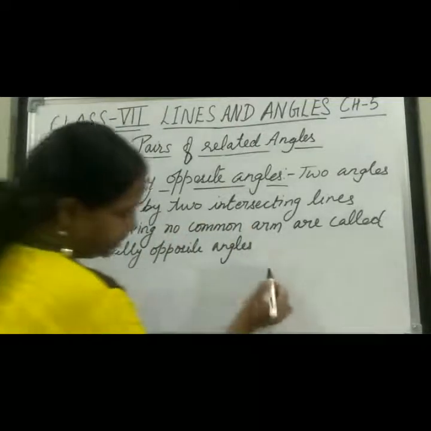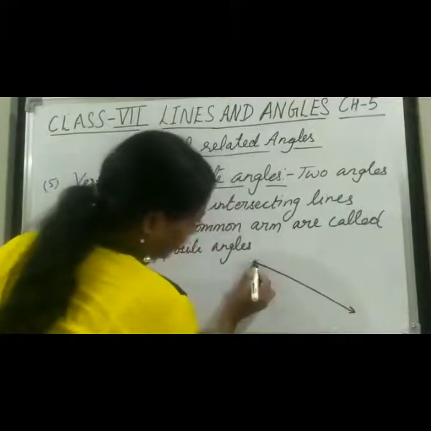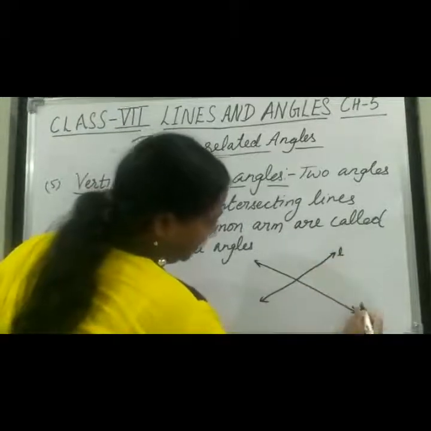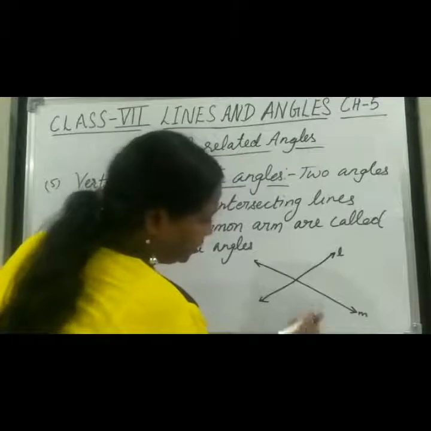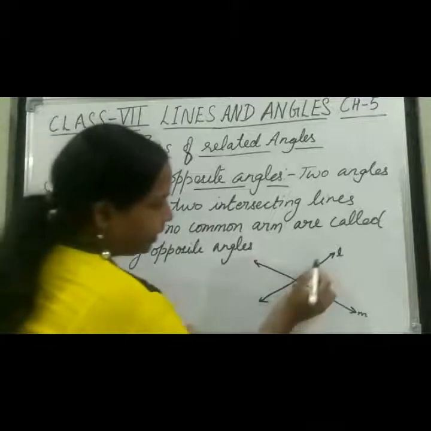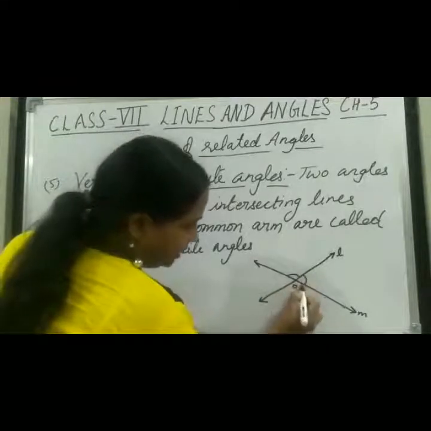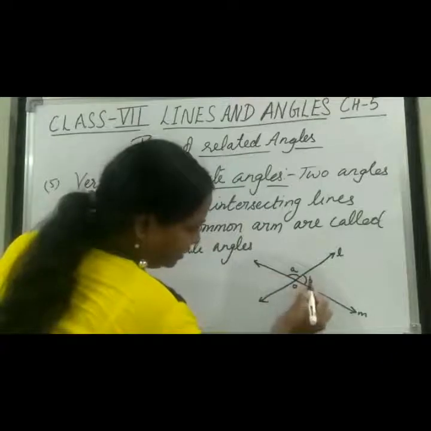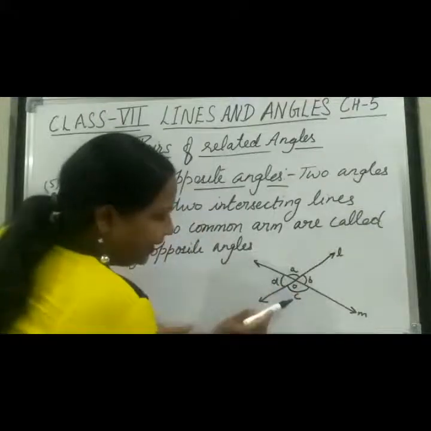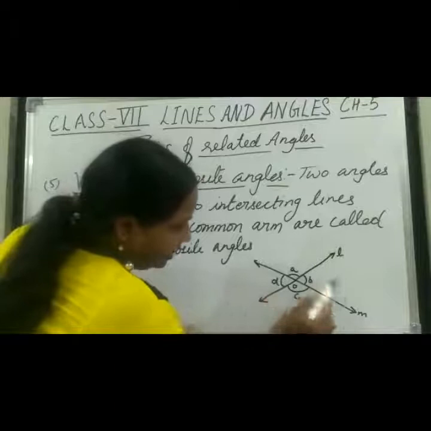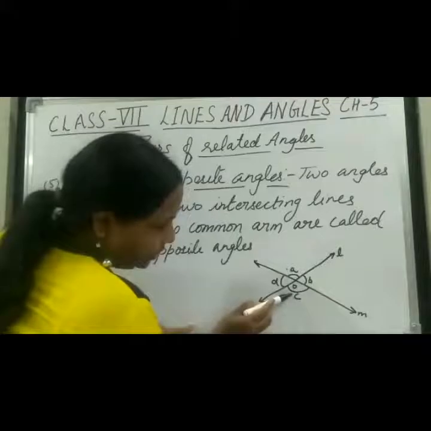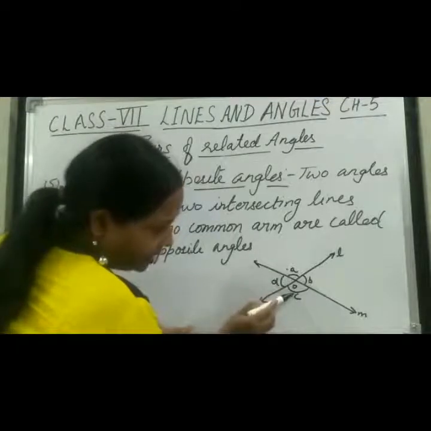For vertically opposite angles, see first of all this figure. See these two lines. Let me name this as L and this as M. Now these two lines intersect each other at a common point O, and these two lines are making four angles. Suppose this angle is A, this is B, this is C, and this is D. Now see these two angles A and C. This angle and this angle do not have any common arm, and they are opposite to each other, so they are known as vertically opposite angles.